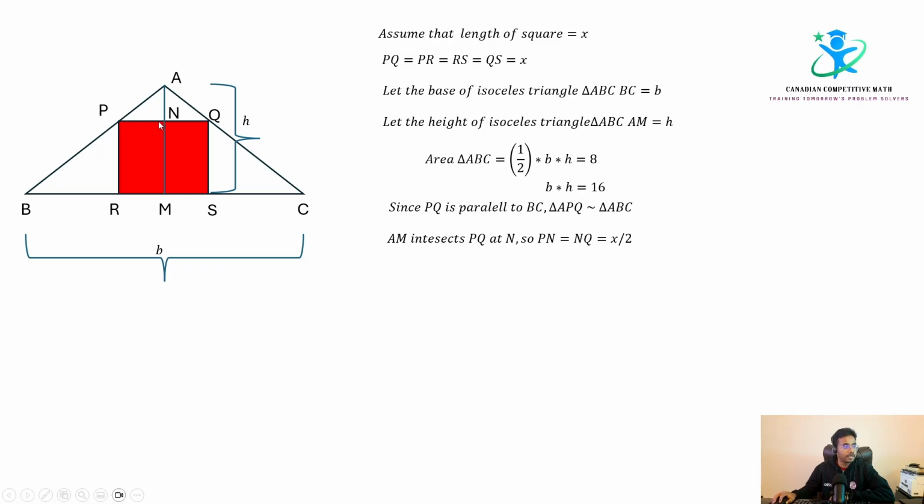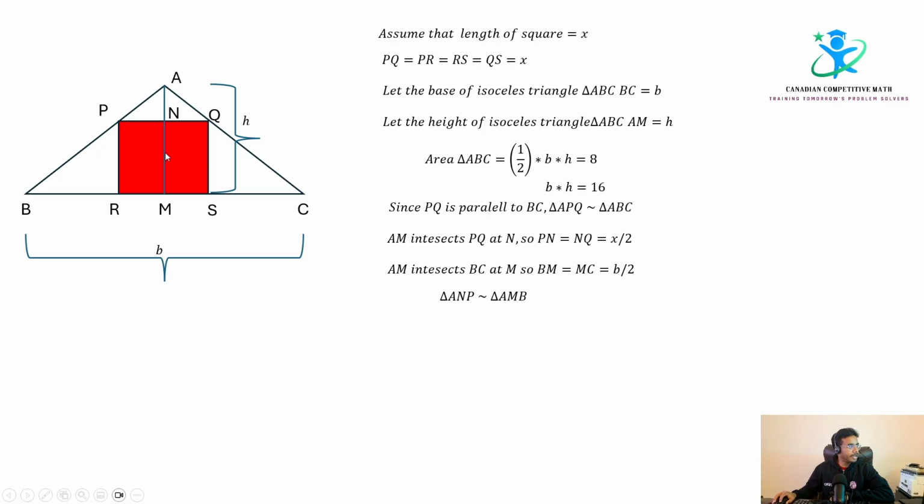So PN equals NQ will be equal to x by 2, because x is the length of the square. PN equals NQ equals x by 2. Okay, did you follow till now? Next, we'll go to the other. Since AM also bisects BC, we can say that BM equals MC equals b by 2. All good till now? Next.